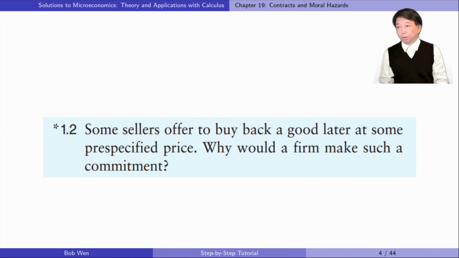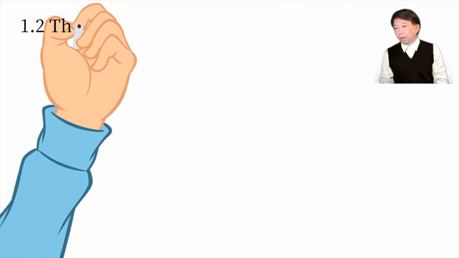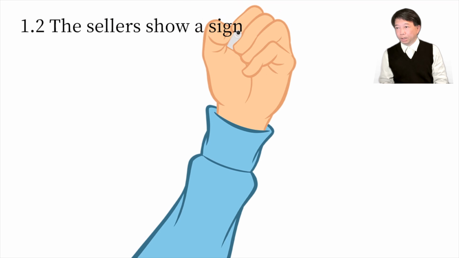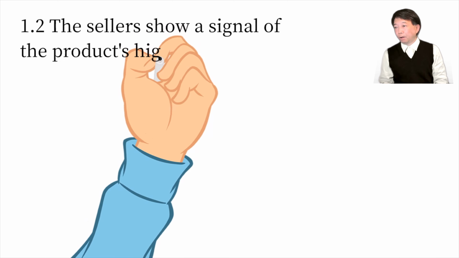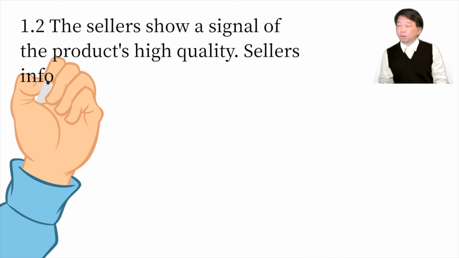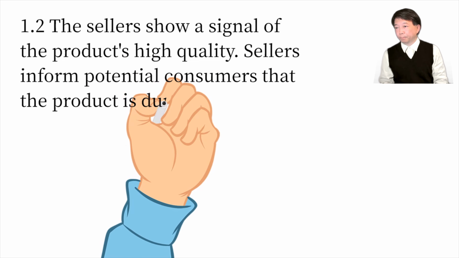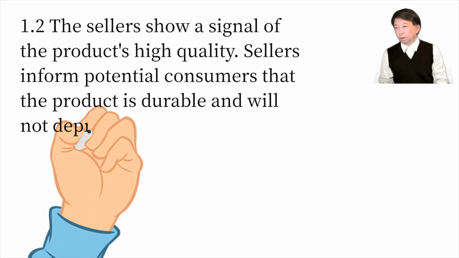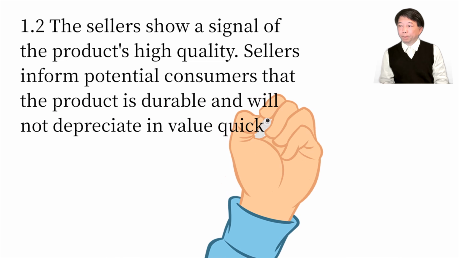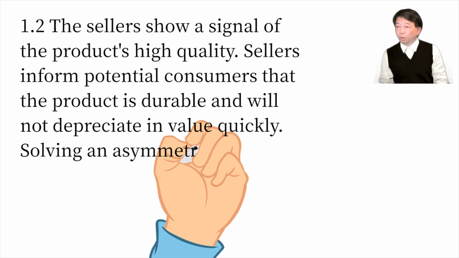Let's solve exercise 1.2. Some sellers offer to buy back a good later at some pre-specified price. Why would a firm make such a commitment? Sellers show a signal of the product's high quality by doing so. Sellers inform potential consumers that the product is durable and will not depreciate in value quickly. Solving an asymmetric information problem can encourage the demand for the good.